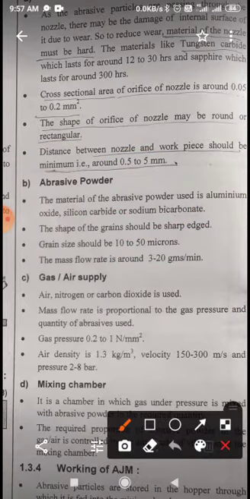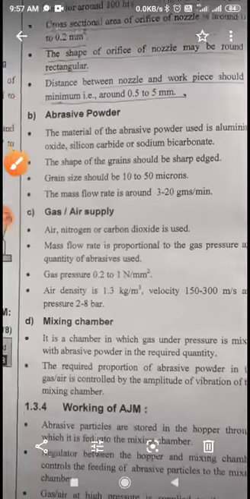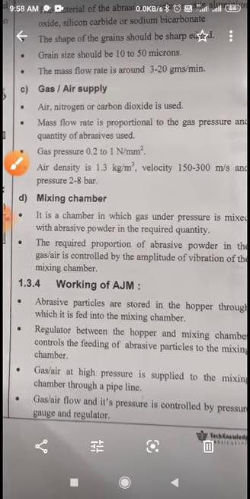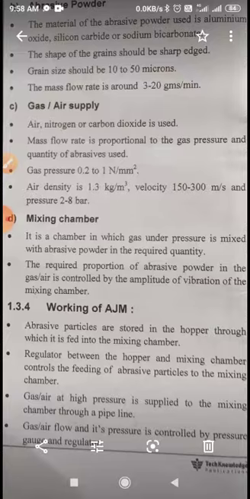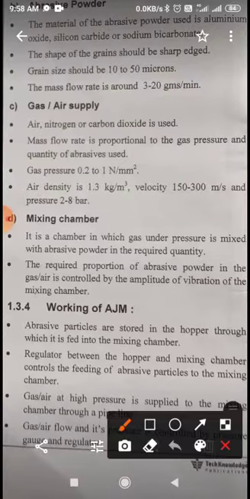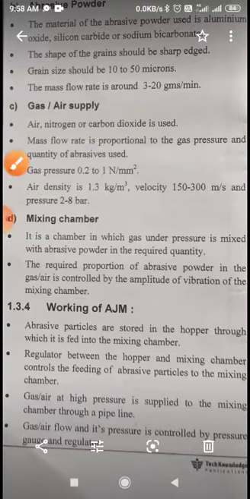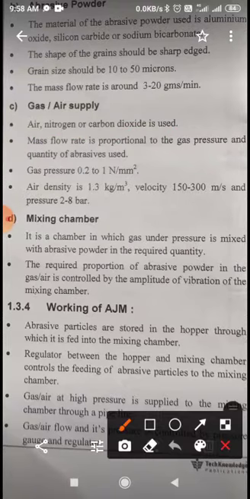Then gas air supply. The gas used in this machining process is nitrogen or carbon dioxide, or simply air can also be used. Mass flow rate is proportional to the gas pressure and quantity of abrasive used. Gas pressure is around 0.2 to 1 Newton per meter square. Air density is 1.3 kg per meter cube, velocity 150 to 300 meter per second and pressure 2 to 8 bar.